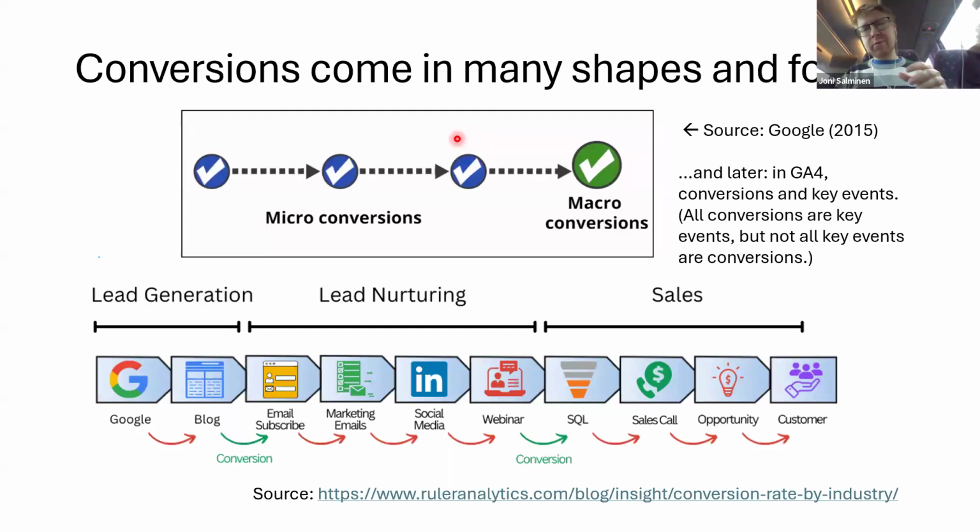But this can be arbitrary, which means that you can define what are your micro conversions toward the final conversion. Again, this might differ by industry and by company. Here are some examples, like someone visiting a blog, that could be considered a micro conversion. Someone subscribing to email, following on social media, attending a webinar.